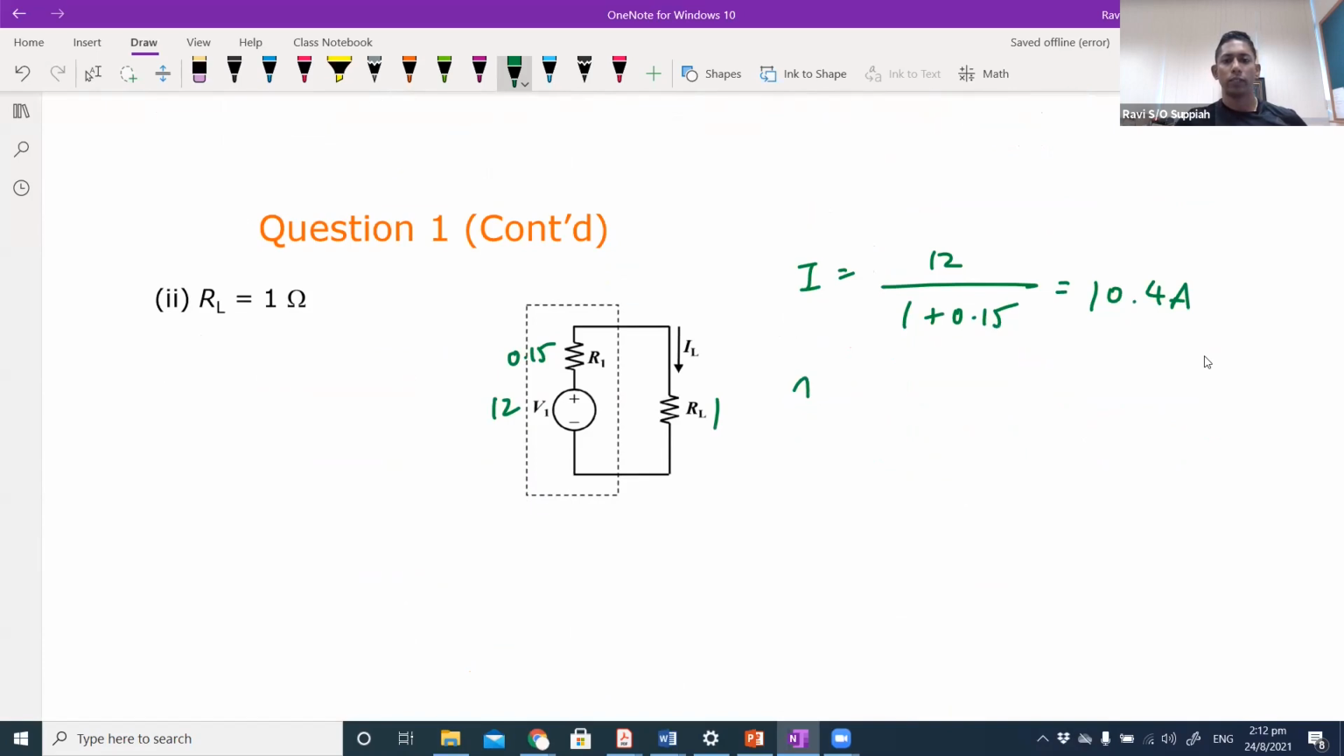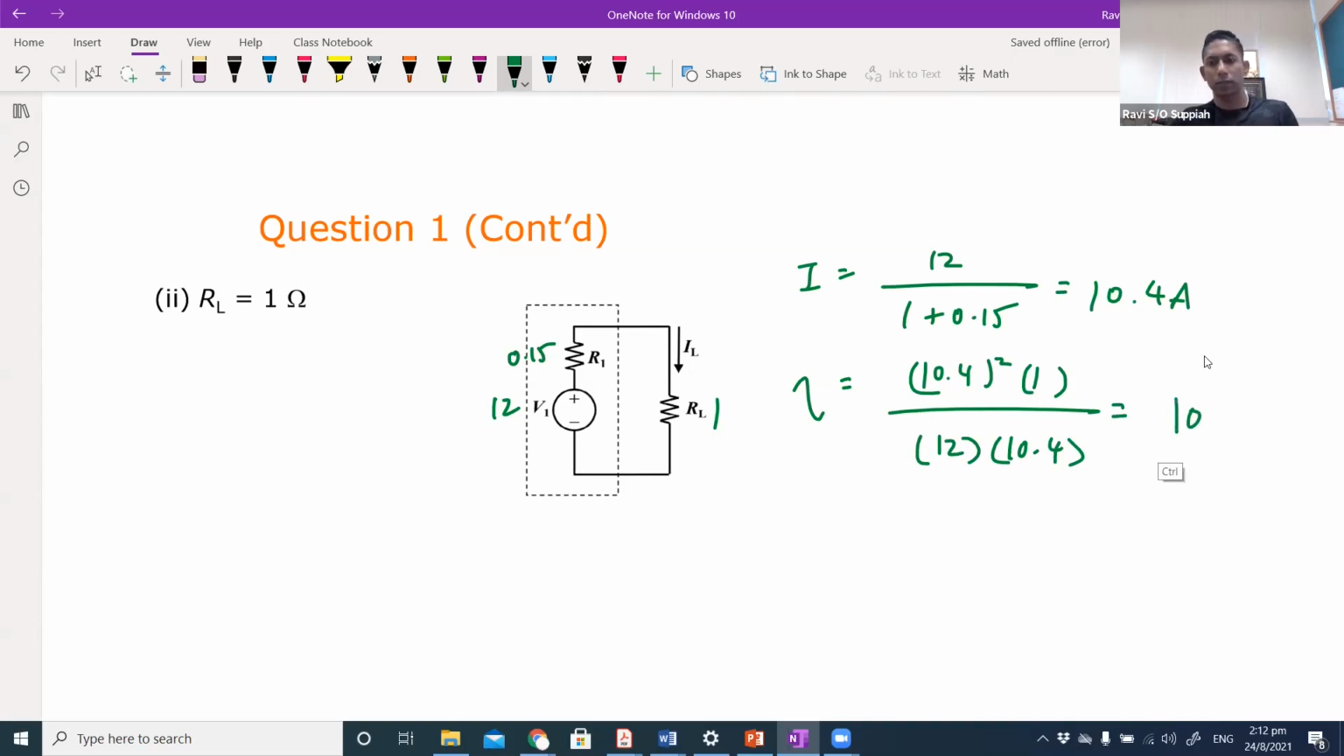And if you look at the efficiency again, it will be 10.4 squared multiplied by 1, divided by 12 times 10.4, VI. So that will give me 87%. So you can see that when the load resistance has dropped, your current has shot up. But most importantly, the efficiency has dropped. So why has the efficiency dropped?